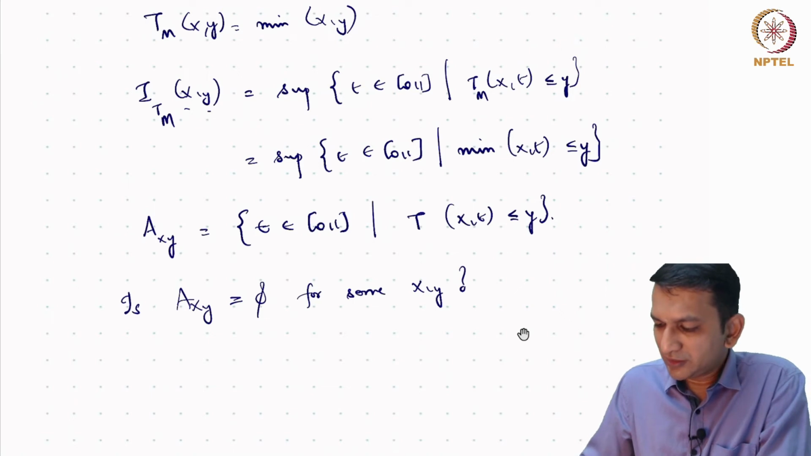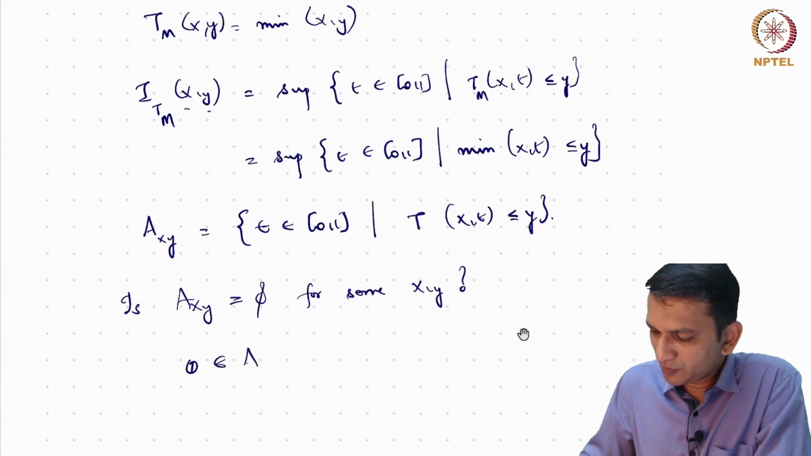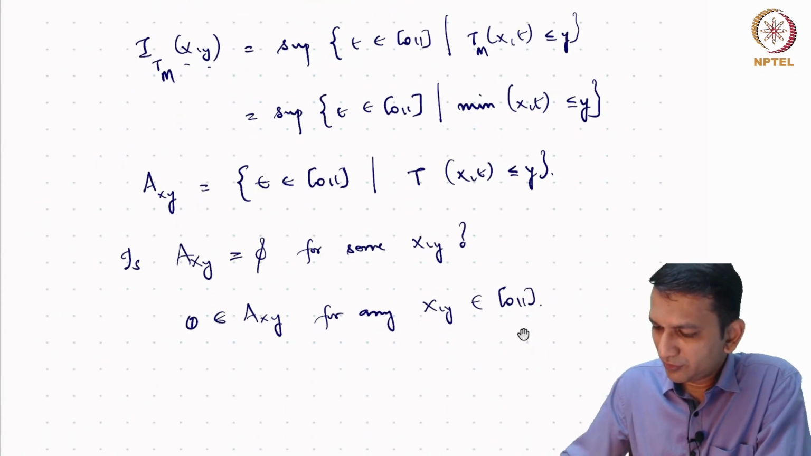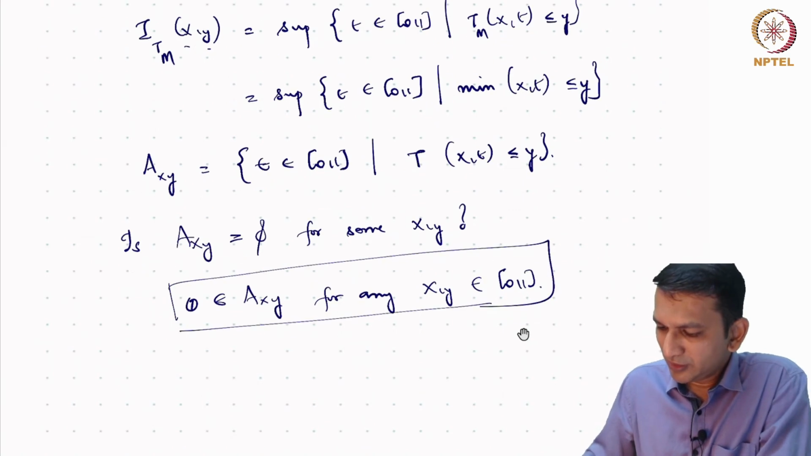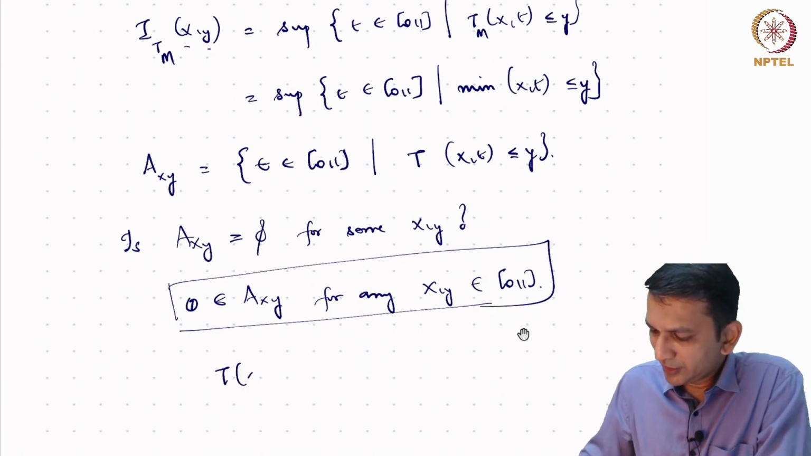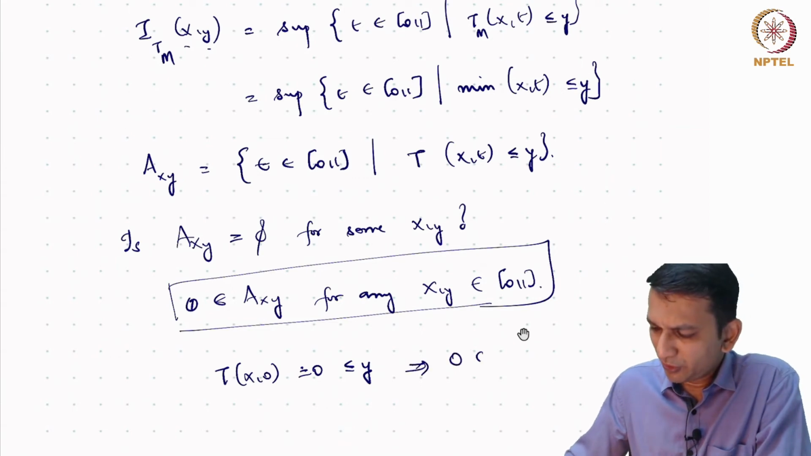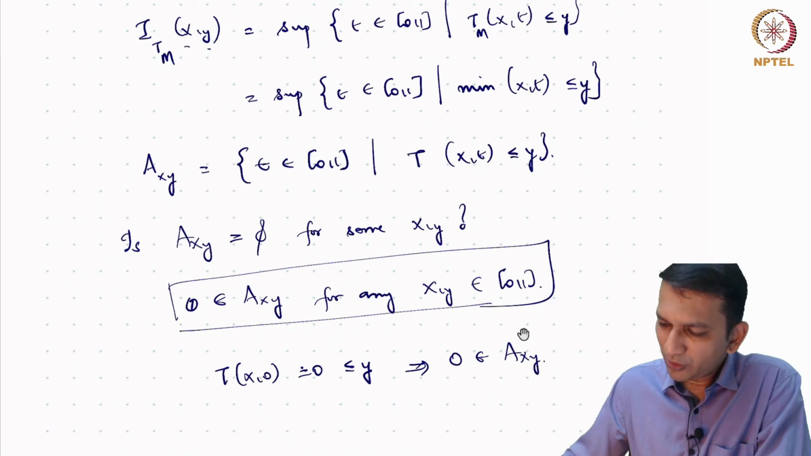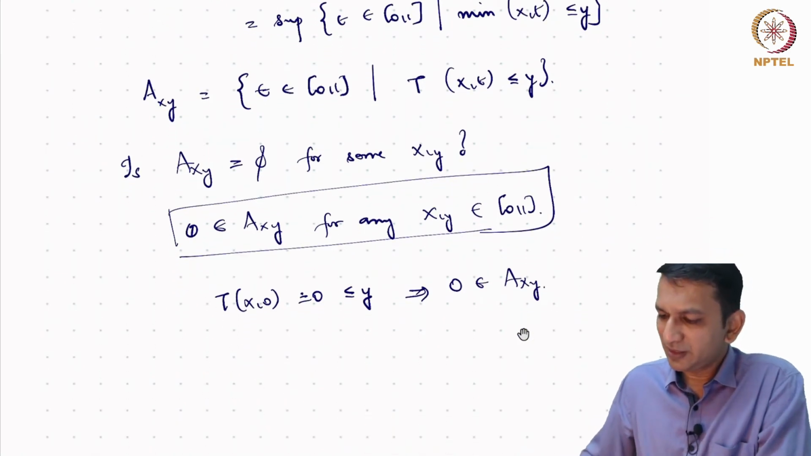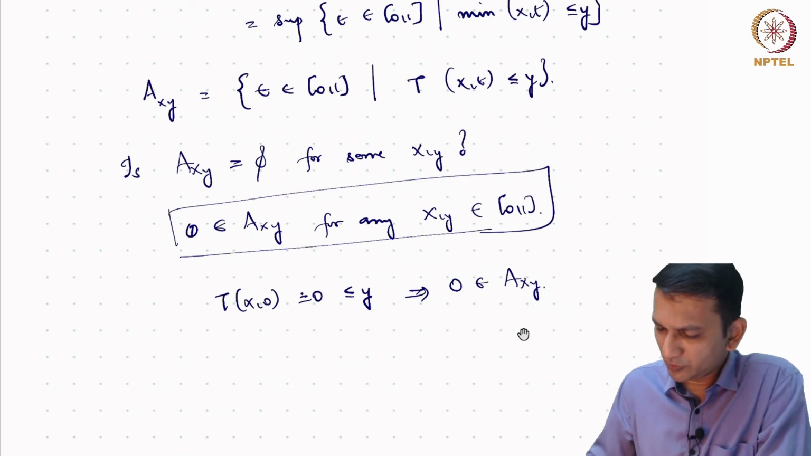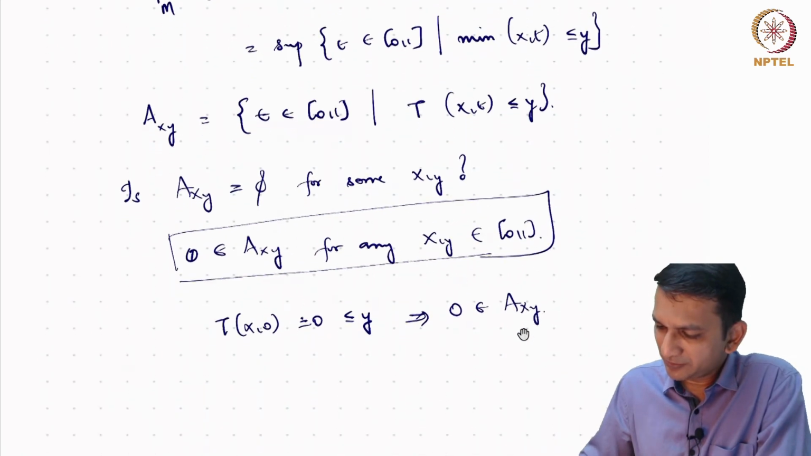Now, this never happens for the simple reason, look at this, 0 will always be an element of A_xy for any x, y element of [0, 1]. Why so? Because look at this, T of x comma 0 is equal to 0, which is less than or equal to y for any y, which means 0 always belongs to A_xy. And not only this, there are many other interesting facts about this set A_xy.